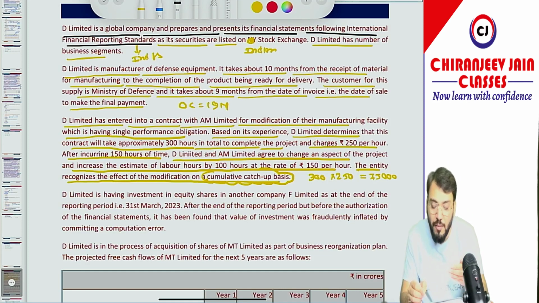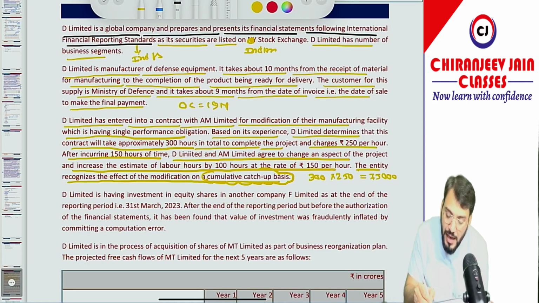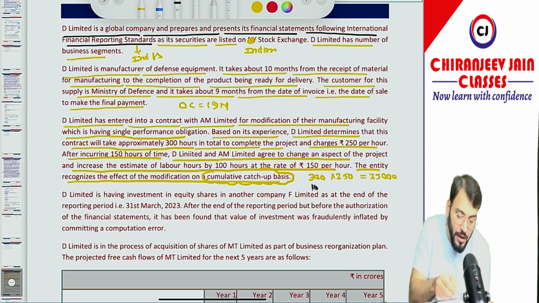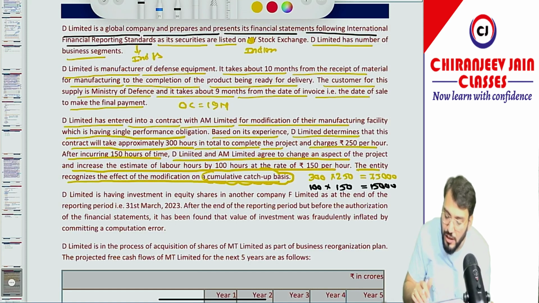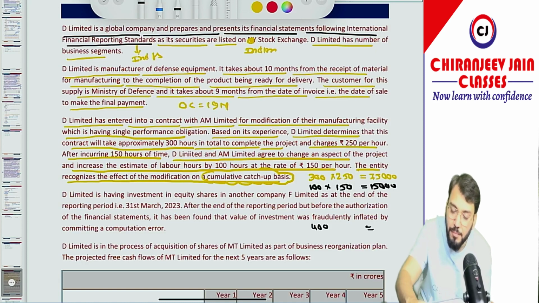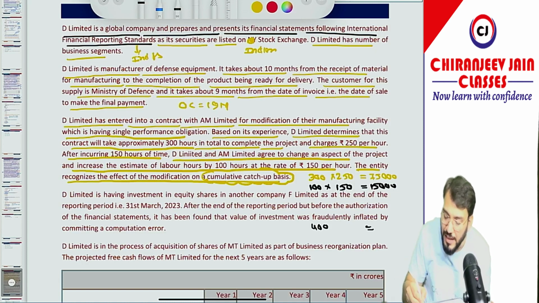the revenue of 150 hours based on the 250 rate, but there is a modification and they want to increase the number of hours by 100 hours, and the rate for these 100 hours will be 150 per hour. So it means it will be 15,000. Now what is the total? You can see the total hours will become 400 hours. Correct. And the total will become 75,000 plus 15,000, that is 90,000.